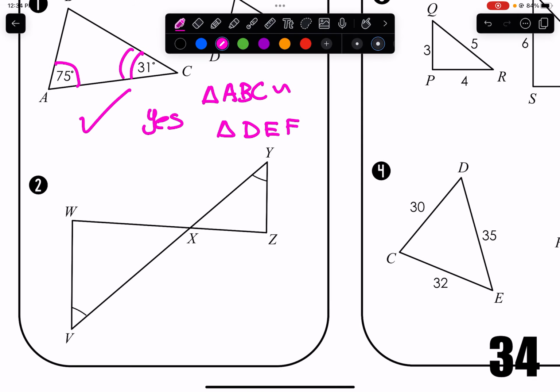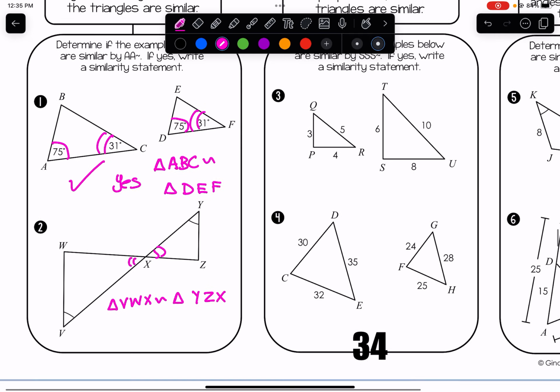Here they only mark one angle, but we also know that these are vertical, so we would also be able to say that triangle VWX is similar to triangle YZX. Again, make sure that you're using the same order of the congruent angles.